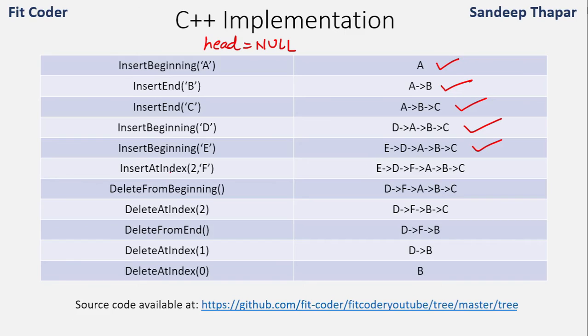Then we insert at index 2. So at this index we insert F. So it becomes EDFABC. So now let's have a look at the implementation.